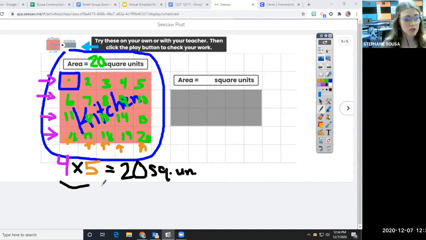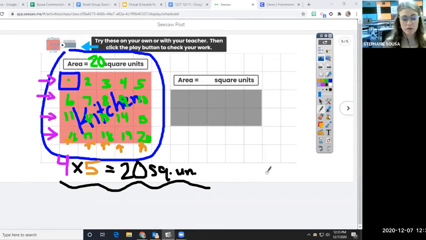The multiplication equation is going to be your most efficient or quickest method as you get fluent in your multiplication facts. Okay? Any questions on how I found the area by counting the squares or by multiplying the length and the width?